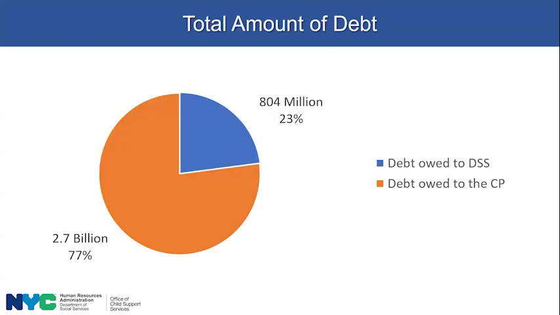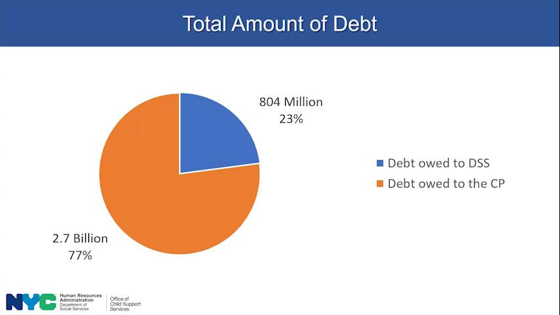And there's a lot of debt out there. $804 million is owed to DSS, and three times that, $2.7 billion, is owed to the custodial parent. Now, I mentioned earlier that we don't have so many tools with money owed to the custodial parent. And if you think about it, that's appropriate.